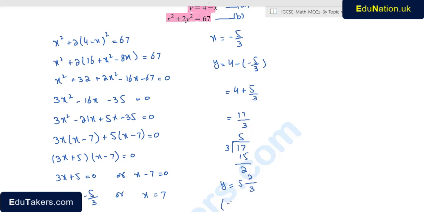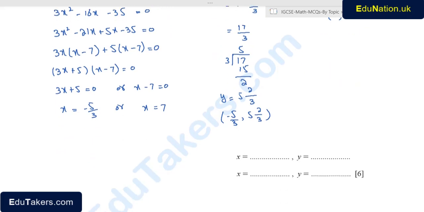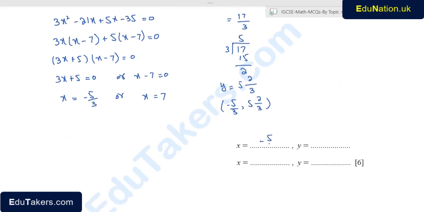So this pair will be minus 5 over 3 and 5 whole 2 over 3. And when x is 7, then y equals 4 minus 7. So 4 minus 7 is minus 3. So this pair will be 7, minus 3. Minus 5 over 3 and 5 whole 2 over 3 and 7, minus 3.